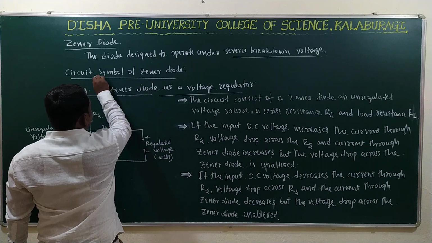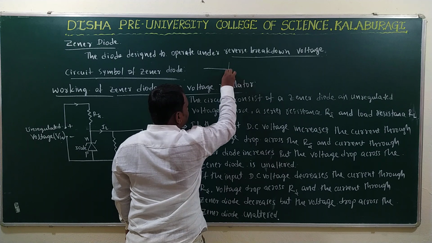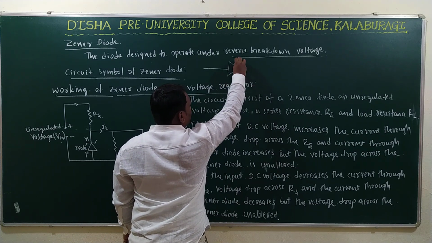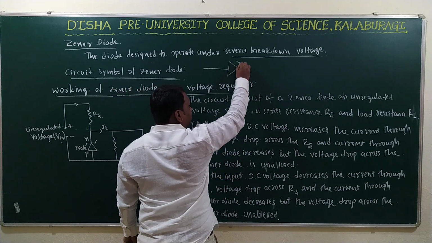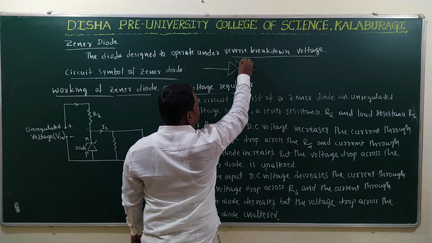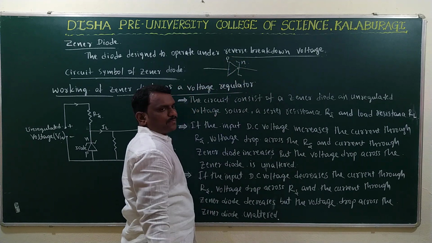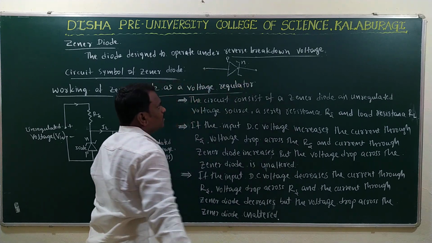Next, the circuit symbol of the Zener diode. The circuit symbol of the Zener diode is like this. Here it is bidirectional. This is the symbolic representation of the Zener diode. This is the N type and this is the P type. This is the circuit symbol of the Zener diode.